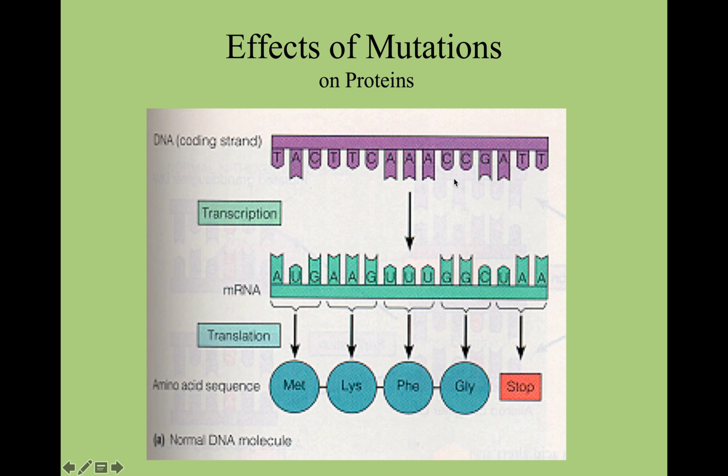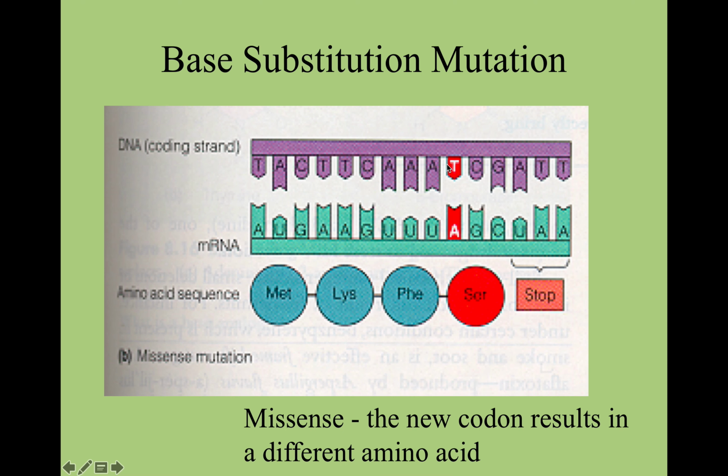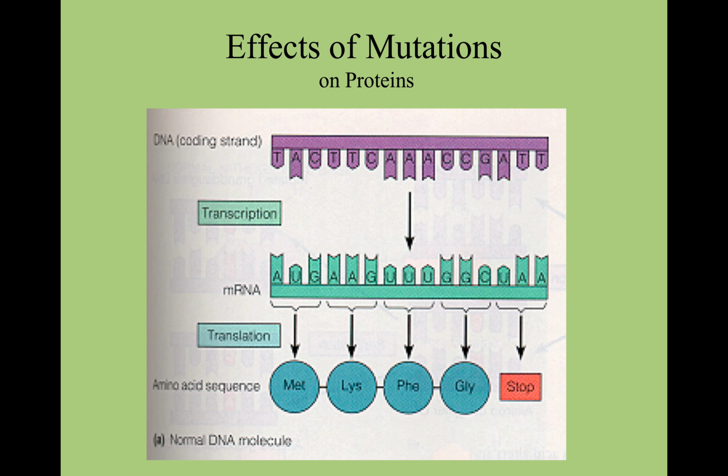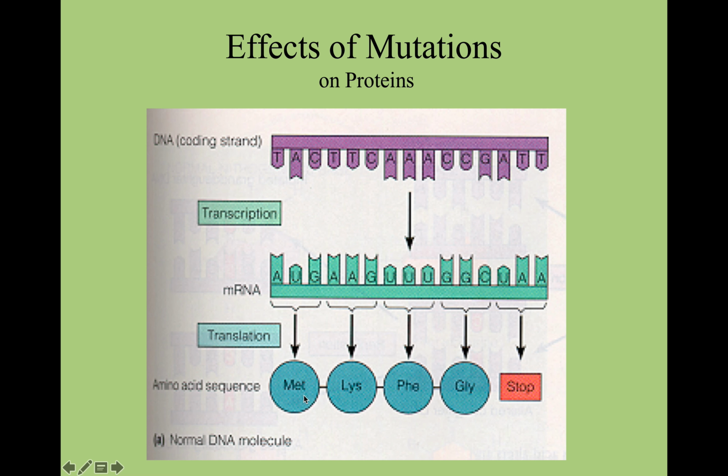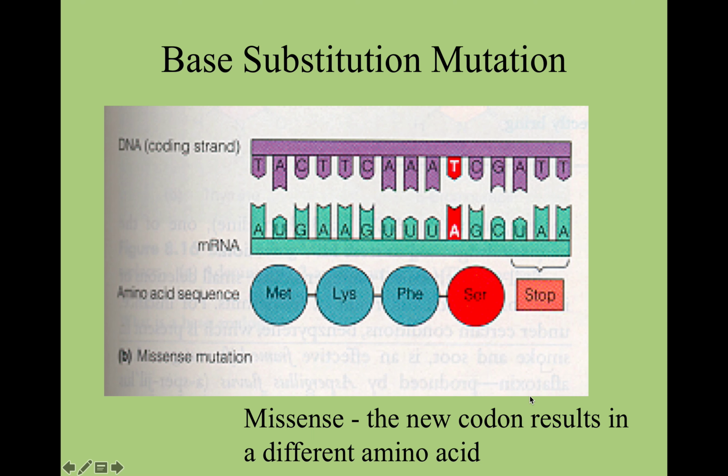Sorry, where's the change here? We're going to have a change in the C here. So it was a C, now it's a T. That means that we now have an A in the mRNA. So our normal protein, we're supposed to have Met, Lys, Phe, Gly, stop. We now have a change to a serine. So missense: we have a change in the DNA, a change in the mRNA, resulting in a different amino acid.